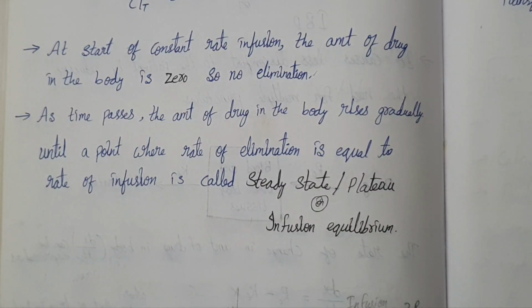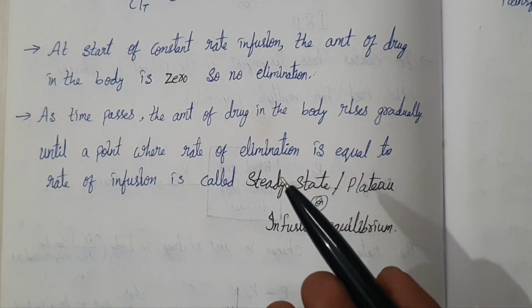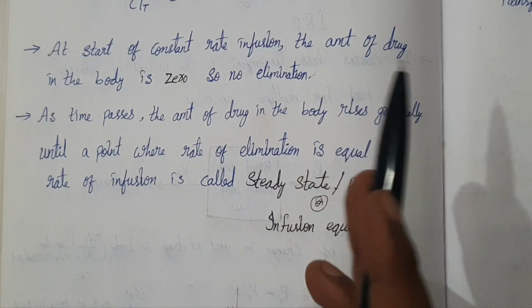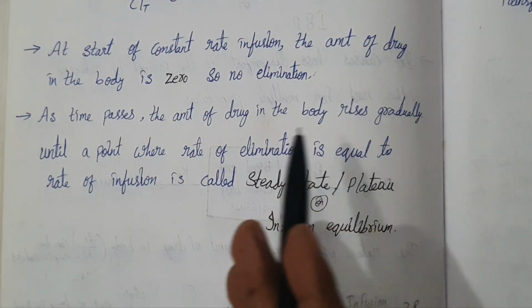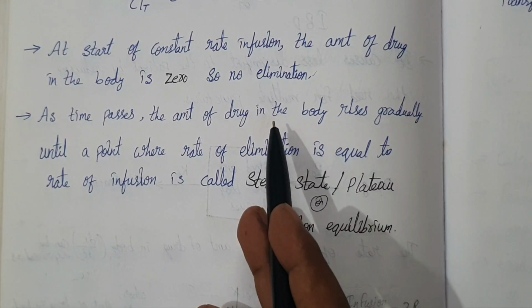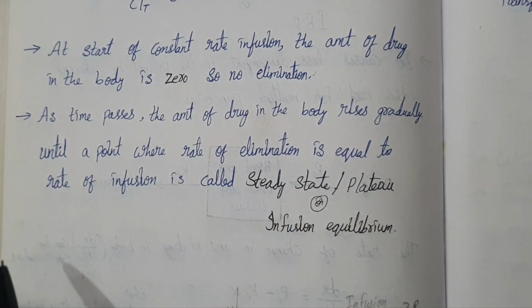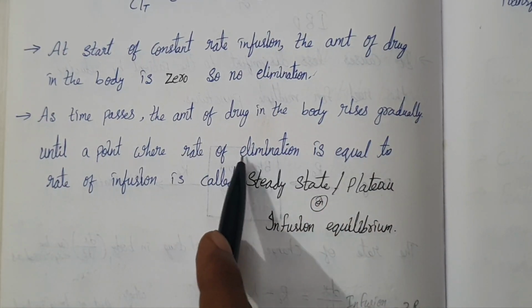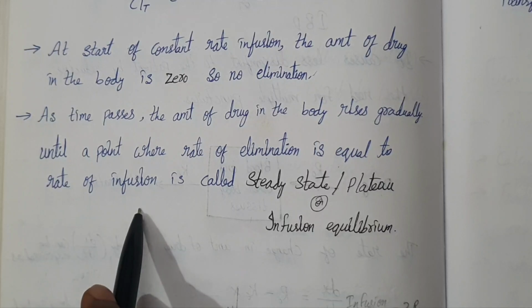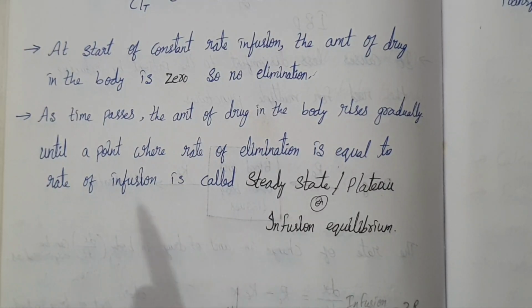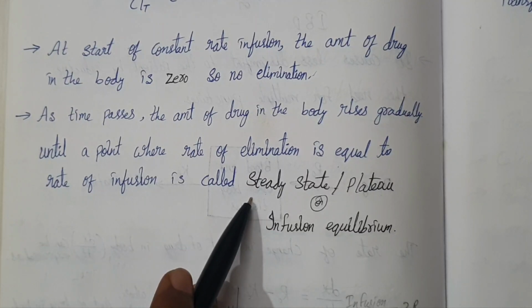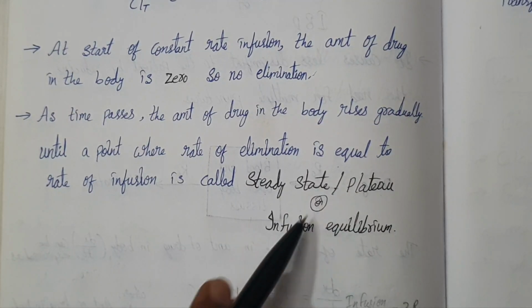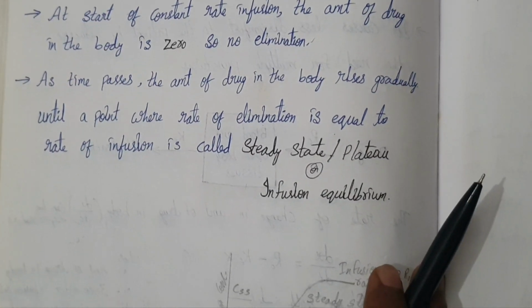At the start of constant rate infusion, the amount of drug in the body is 0, so no elimination will be there. As time passes, the amount of drug in the body rises gradually until a point where the rate of elimination equals the rate of infusion. Rate in equals rate out. So this point is known as steady state concentration, or plateau, or infusion equilibrium.